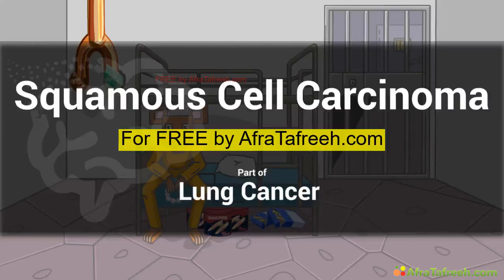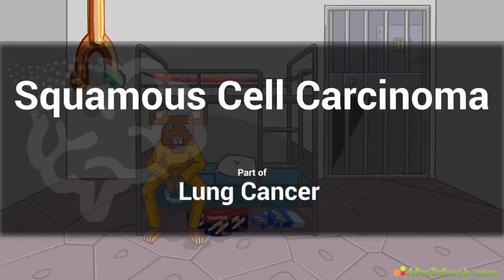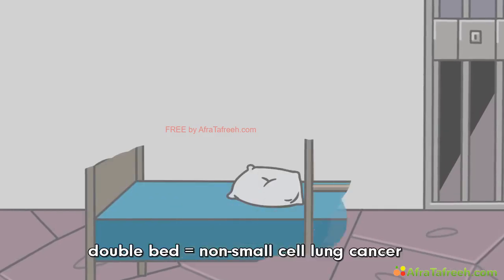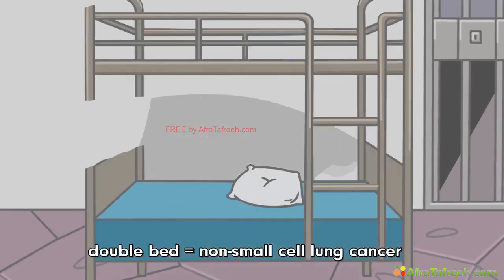Hello and welcome to our squamous cell carcinoma image, which is part of our playlist on lung cancer. Let's jump right in. First, notice that this prison cell has a double bed. This is our recurring symbol for non-small cell lung cancers. This cell is non-small. It's big enough for two.